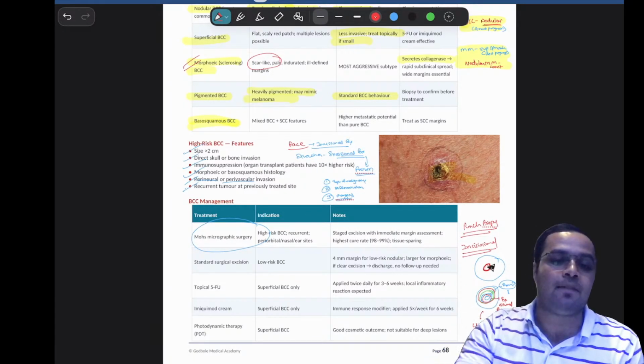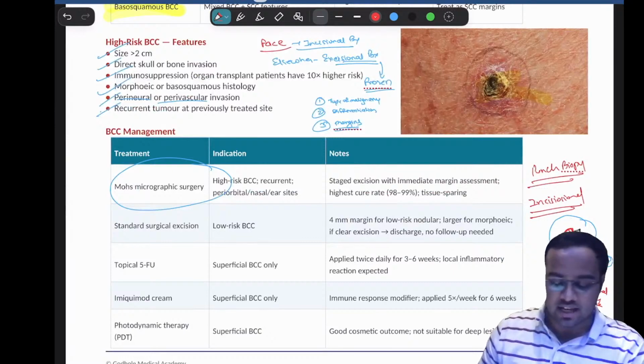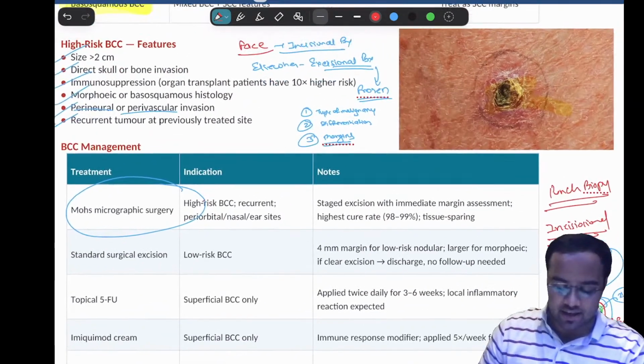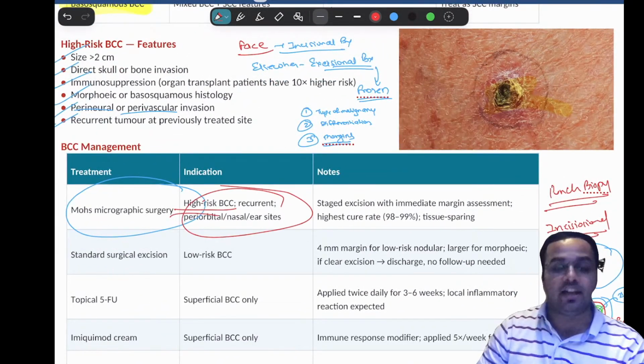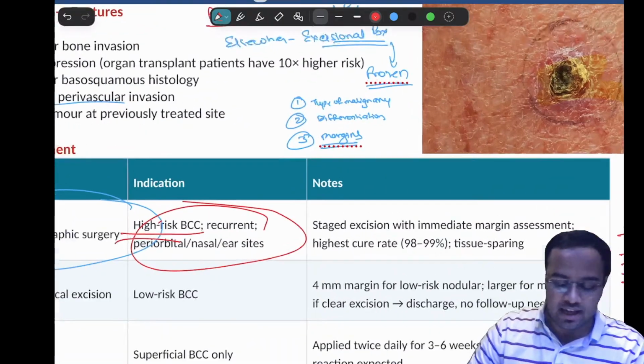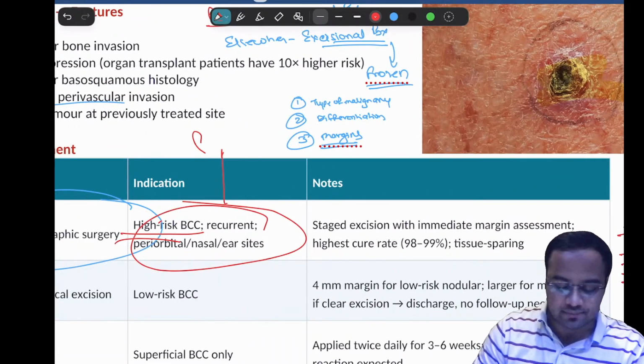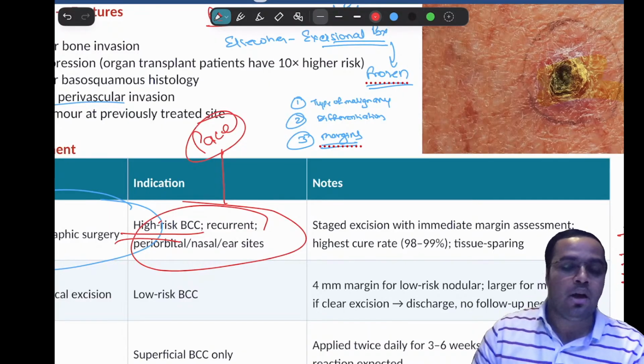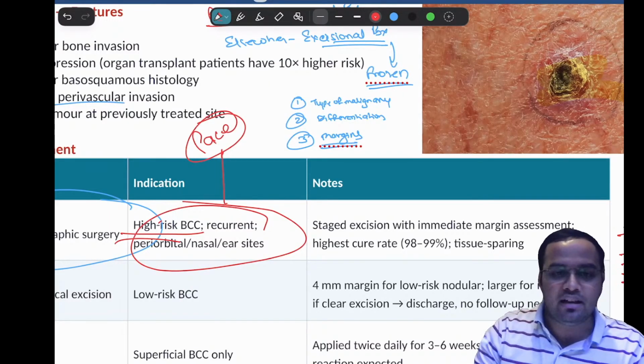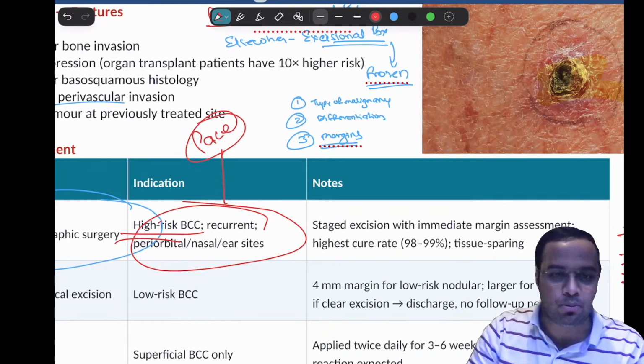So that is what is called Mohs micrographic surgery, and it is typically done in high risk variants or recurrent variants. It is also now utilized for low risk variants on the face. Because on the face you need to be conservative. On the face, again, as I told you, never an excisional biopsy, always an incisional biopsy.